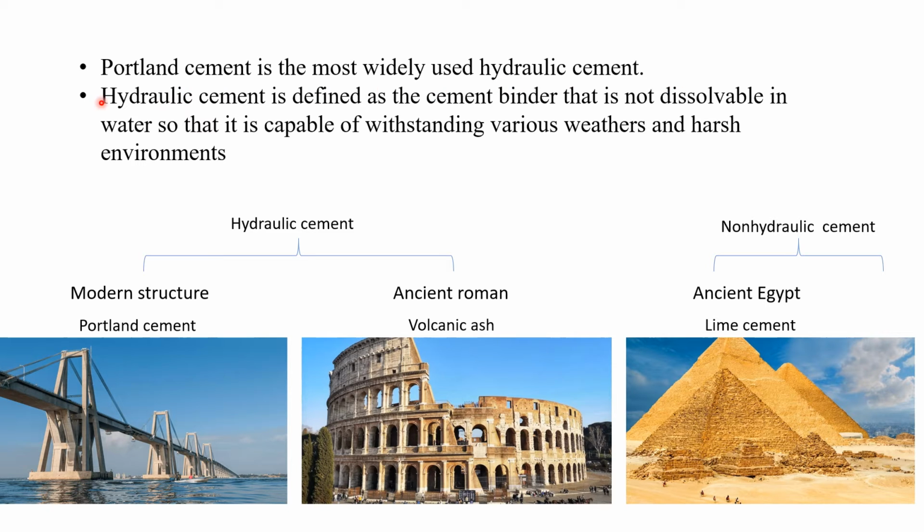What is hydraulic cement? Hydraulic cement is defined as a cement binder that is not dissolvable in water, so it is capable of withstanding various weather and harsh environments. In contrast, non-hydraulic cement, such as the lime cement from ancient Egypt, is dissolvable in water. That means if there is rain, the structure may not be safe. The first people to use hydraulic cement were the ancient Romans. They used volcanic ash as a hydraulic cement. But the problem with volcanic ash is that it does not exist everywhere.